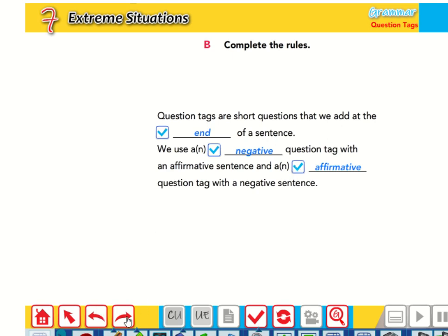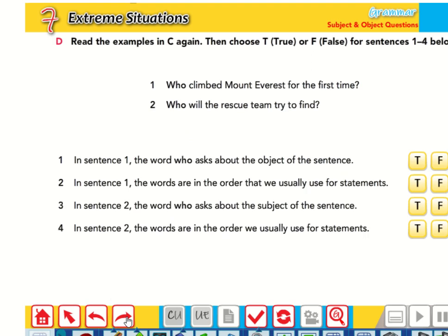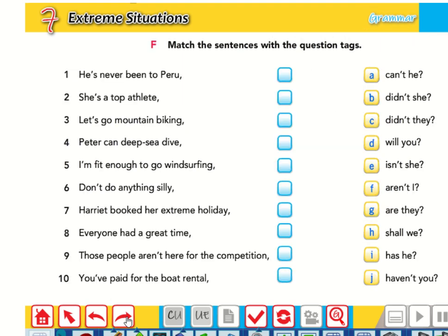Now let's do exercise F together, which is related to the question tag. Look at this exercise. We have to match the sentences with the question tags. Number 1, he's never been to Peru. So what is the correct question tag here? He's never been. Now be careful here, my student. Is this sentence negative or positive?